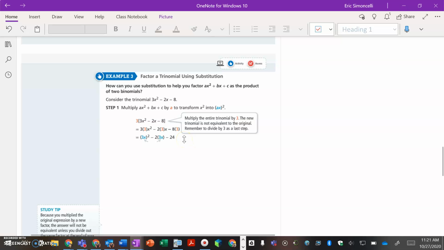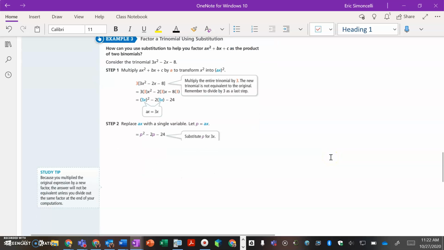Moving on, we've got 3x in the quantity squared minus 2, or negative 2 times the quantity 3x, same thing, minus 24. Ax is 3x. Step 2, replace ax with a single variable. Let p equal ax. So as such, we can see p squared minus 2p minus 24. We've substituted p for 3x.